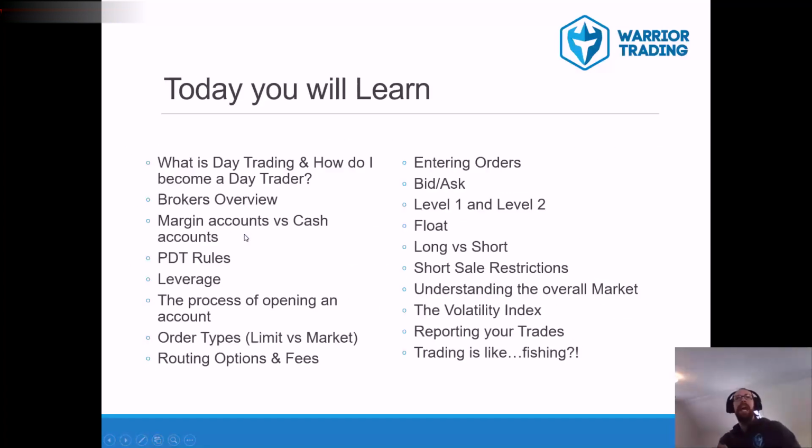All right, so today we're going to learn about, obviously, what it is to become a day trader. We're going to talk about opening your first account, margin accounts versus cash accounts, PDT rules, leverage, order types, routing options, the bid, the ask, level 1, level 2 basics, long versus short, the short sale restriction, and then, of course, we're going to get into teaching you how to use the trading sim.